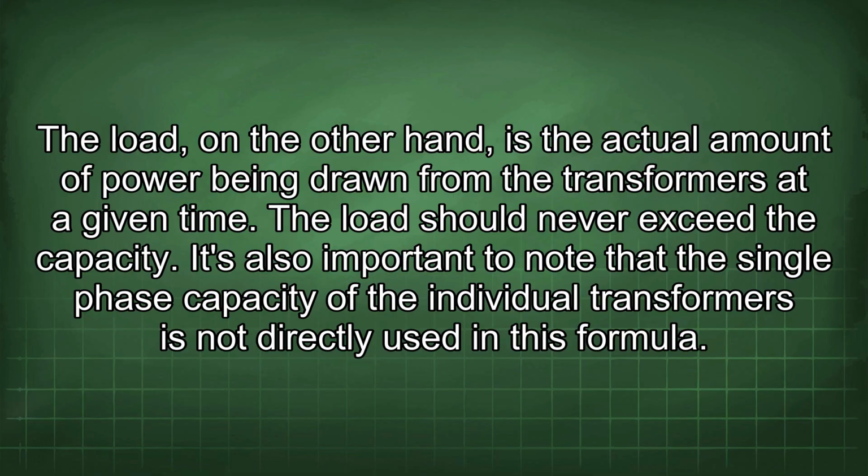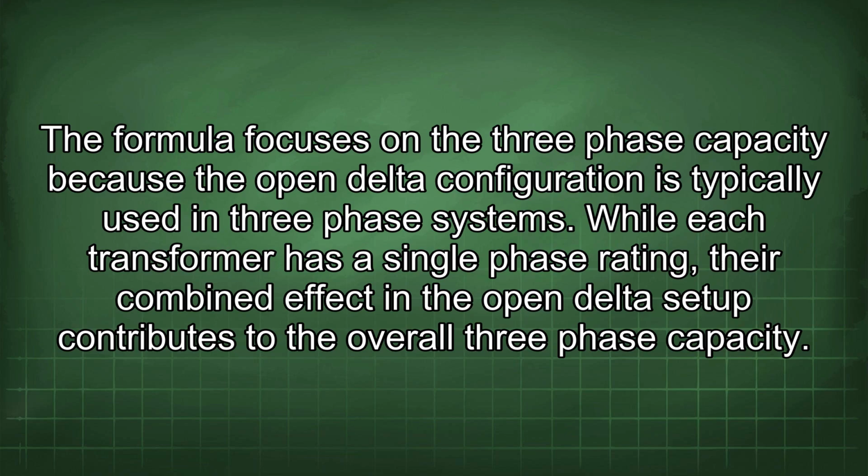It's also important to note that the single-phase capacity of the individual transformers is not directly used in this formula. The formula focuses on the three-phase capacity because the open delta configuration is typically used in three-phase systems. While each transformer has a single-phase rating, the combined effect in the open delta setup contributes to the overall three-phase capacity.